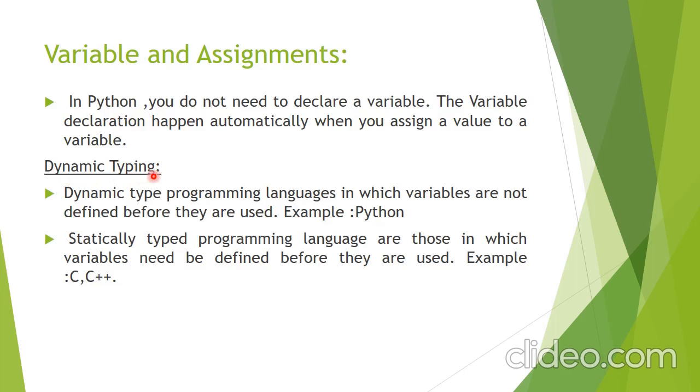Now dynamic typing. So what is meant by dynamic typing? Dynamic typing is a programming language feature in which variables are not defined before they are used. So we do not need to define variables before use, and the most common example is Python. And what is static typing? Static typing means we need to define the variable before use in the program, and the examples are C and C++.